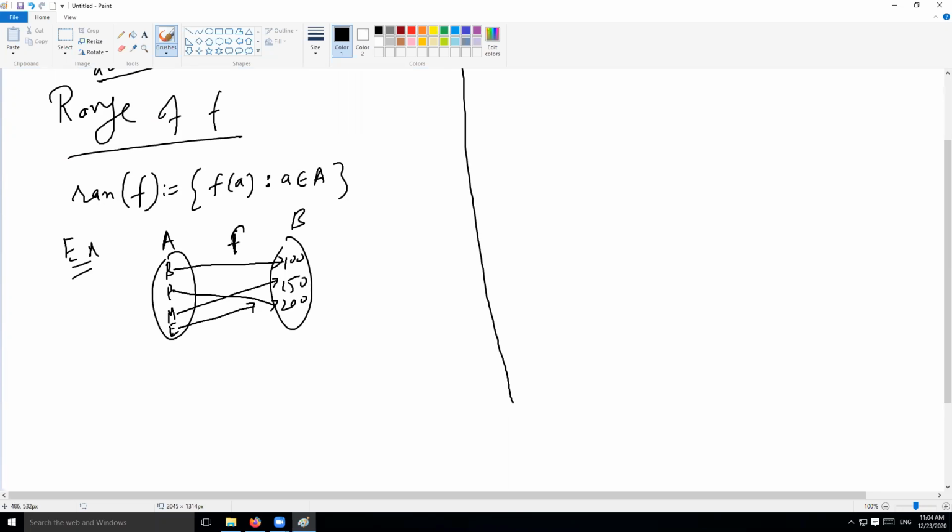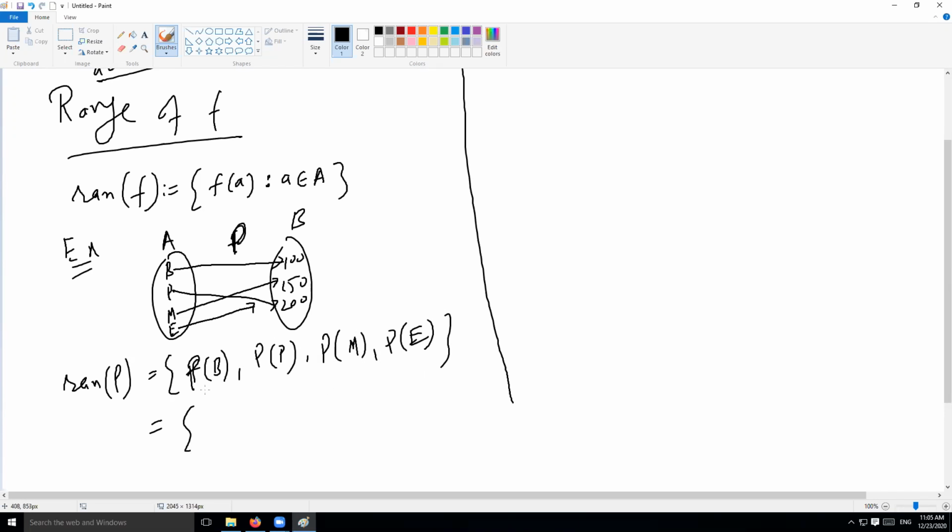So if this is a function f, or maybe if this is a price function p, then what could be the range of this price function p? The set of all outputs. In other words, the price of the biology book, the price of the physics book, the price of the math book and the price of the economics book. So collect all these prices. Biology book, it's 100. What is the price of the physics book? It's 200. What is the price of the math book? It's 150. And what is the price of the economics book? It's 200. But the 200 is already there.